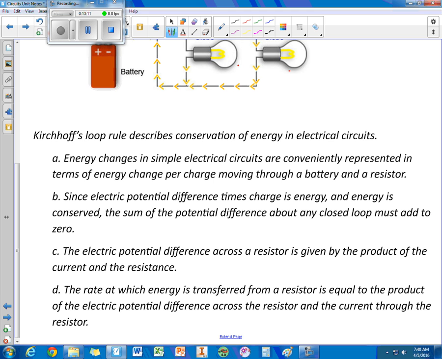The electric potential difference across the resistor is given by the product of current and resistance. So that's delta V equals IR, so that's Ohm's law. And finally, the rate at which energy is transferred from a resistor, or basically electrical energy into thermal energy, is equal to the product of electric potential difference across the resistor times the current. That's, again, power. Power equals delta V times I. So that concludes this unit.